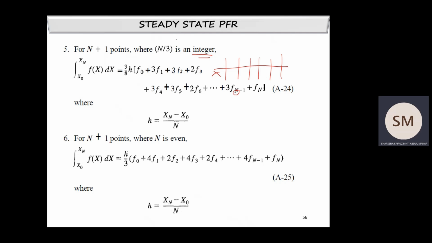For n plus 1 points, where n is an even number, such as 20, 18, or 16, you can use this one. Your raw data must have a quantity n equal to 20, 18, or 16, so it must be an even number. The h would be xn minus x0 over n. Make sure you apply the correct one. Usually we will use this one, where n is an even number.